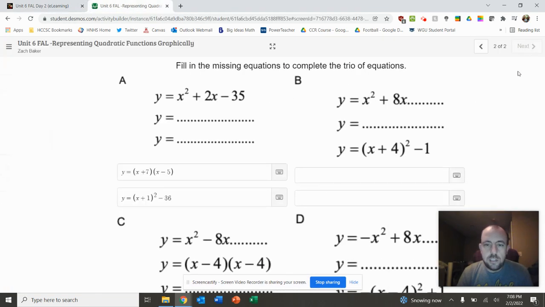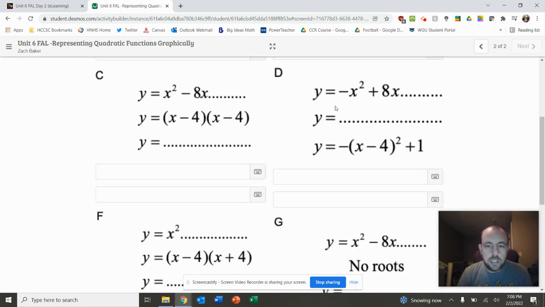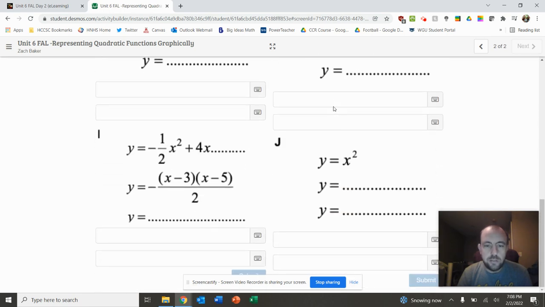Once you're finished, guys, if you just take a screenshot of the first page so that I can check it, I'll go into Desmos and see everything that you have on there. And if there are any questions at all, guys, please don't hesitate to reach out. I'll be glad to help on whatever I can.